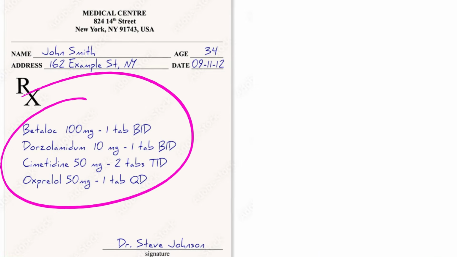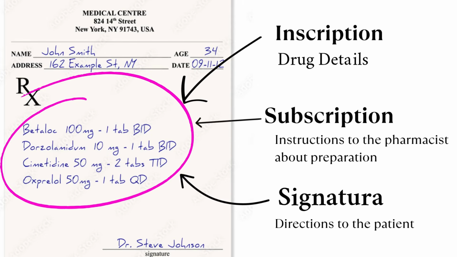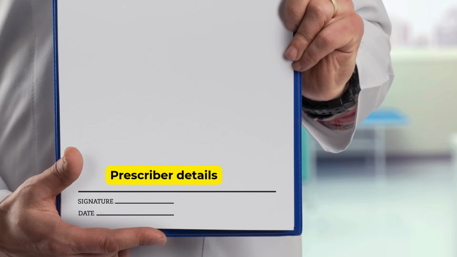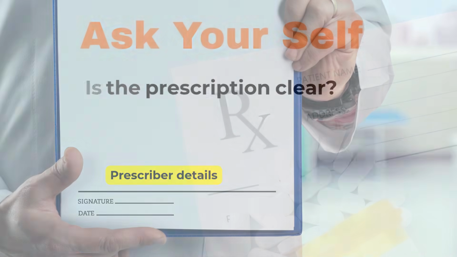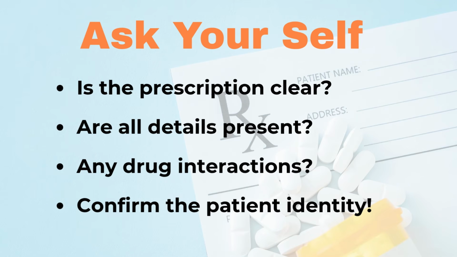This is the most crucial part. Check the drug name, its strength, and its dosage form carefully to avoid dispensing errors. Doctors specify how much to take, how often, by which route, and for how long. Always verify these details. Finally, check the prescriber's signature and registration number. This makes the prescription legally valid. Use this quick checklist before you dispense to make sure everything is correct.